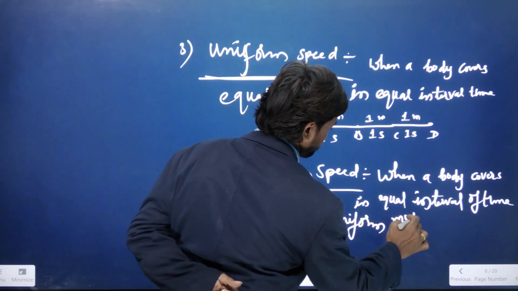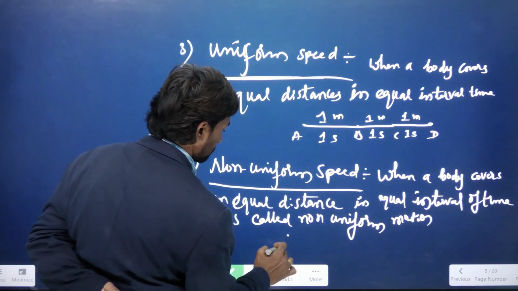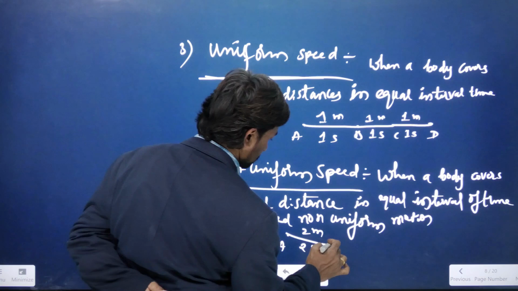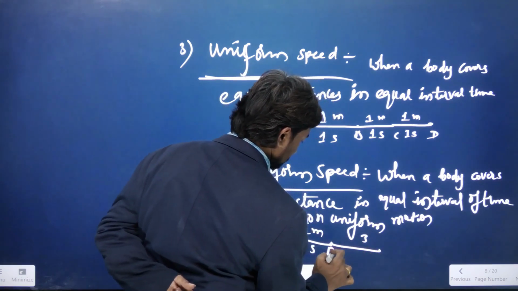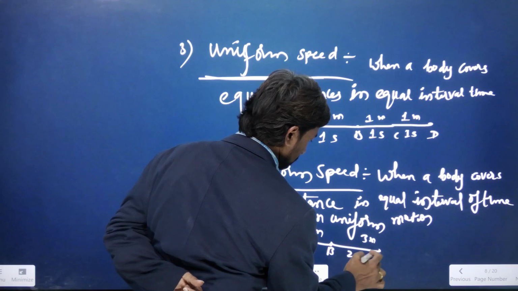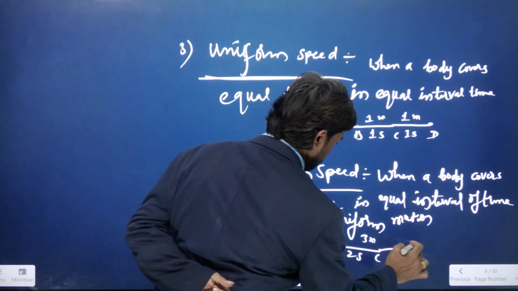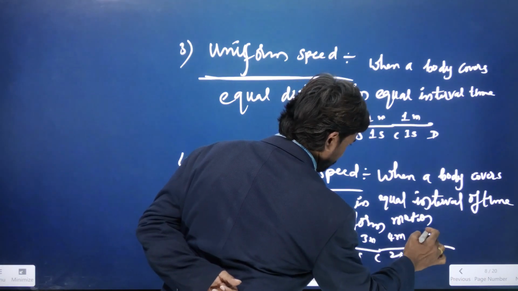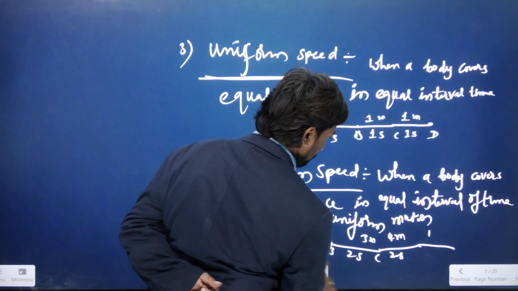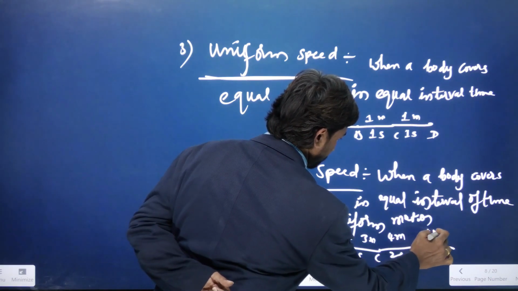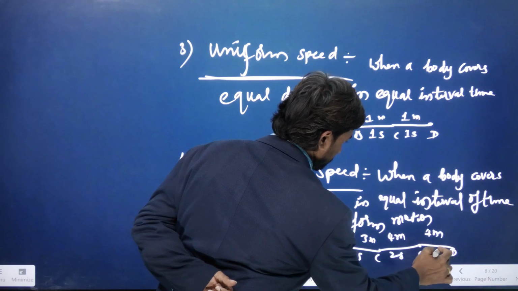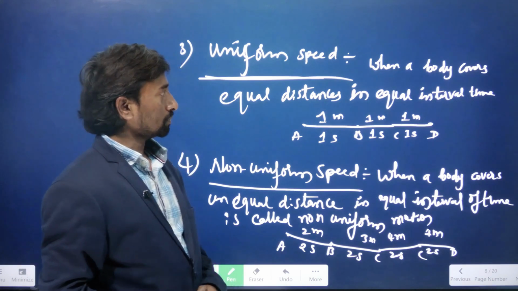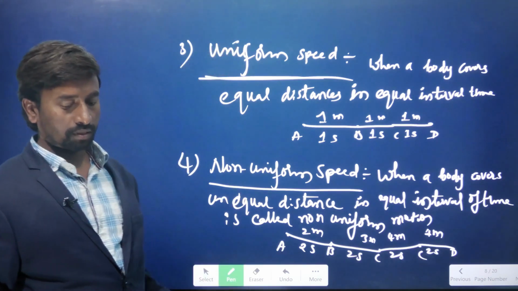We can represent non-uniform motion like this. Suppose a body travels from A to B, which is 2 meters, and it may take 2 seconds. In the next interval it may cover 3 meters in 2 seconds. Like C to D, it may cover 4 meters in 2 seconds. Afterwards, it may cover 1 meter. So these are unequal distances in equal intervals of time, and that motion of the object is said to be non-uniform motion. So this is about the different types of speeds.